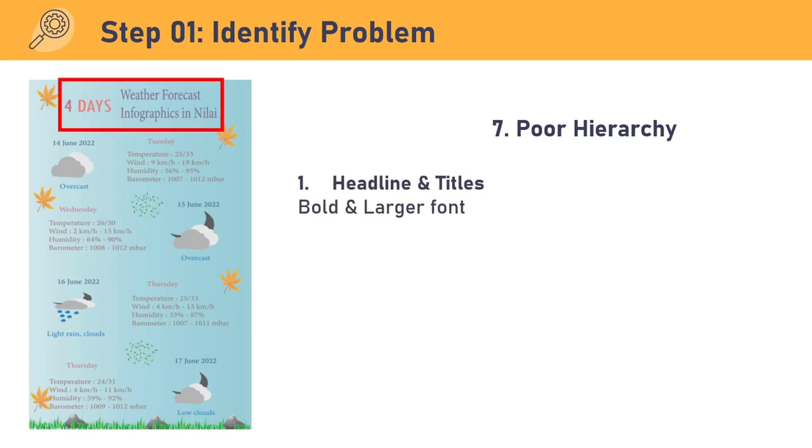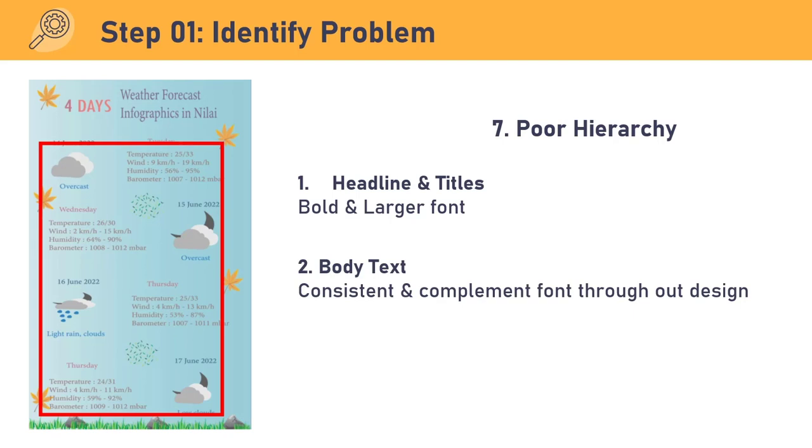The first one is the headline and the titles. Designers should consider using a bold and larger font for the headline to grab the viewer's attention. The second one is the body text. The designer chose a readable font for the body text, which is a serif font, which is good, but please try to consider using a sans serif font instead of serif.